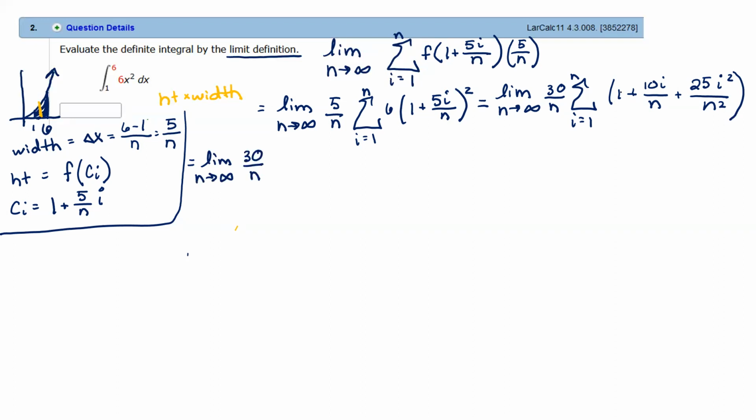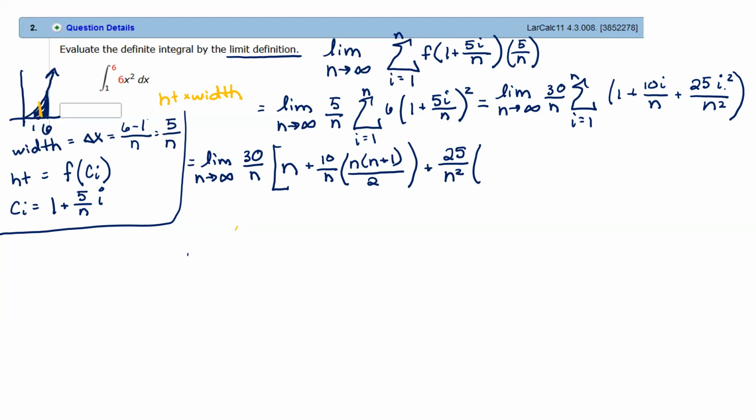And then the sum of 1 from i equals 1 to n, when I apply the summand, it's just going to be n. The sum is 10 over n. It's just a constant. We'll leave that up front. And so the sum of i from i equals 1 to n is going to be n times (n plus 1) over 2. And then we have this 25 over n squared.